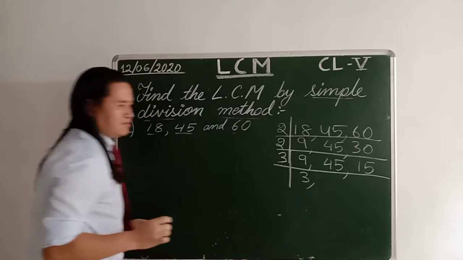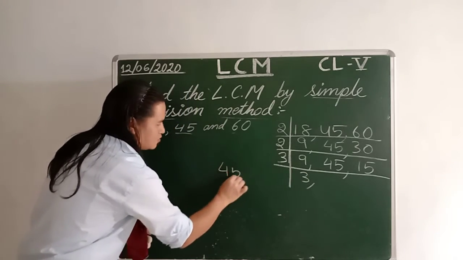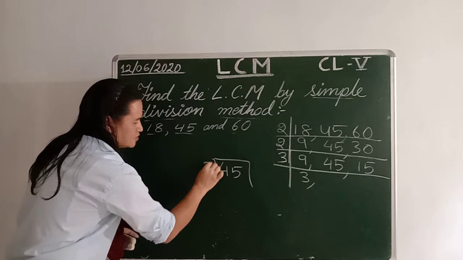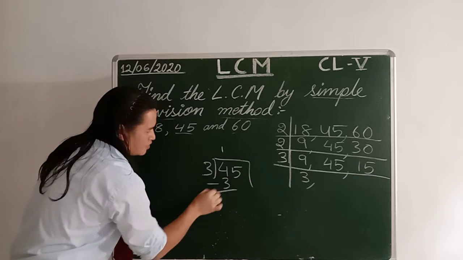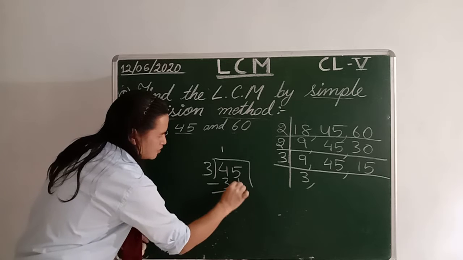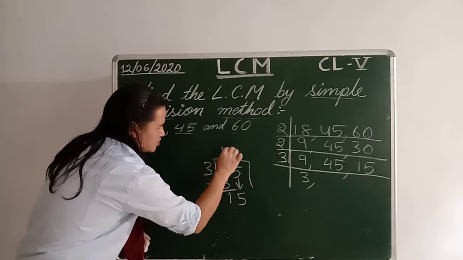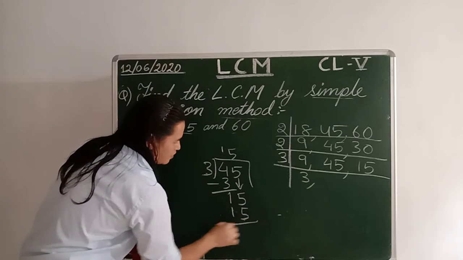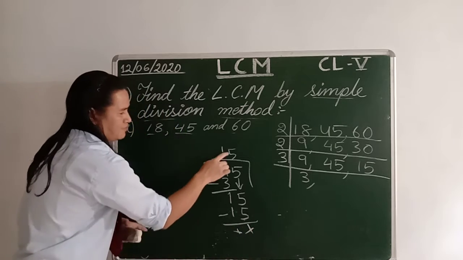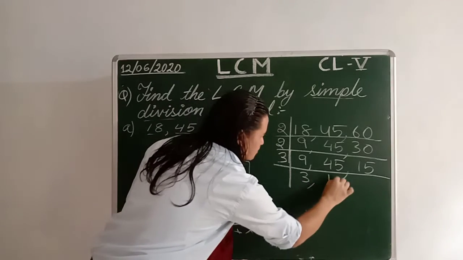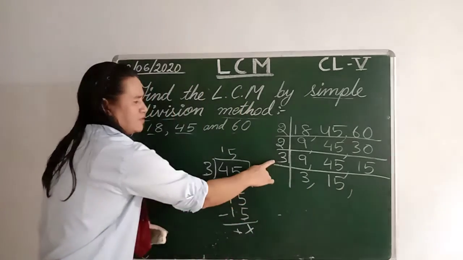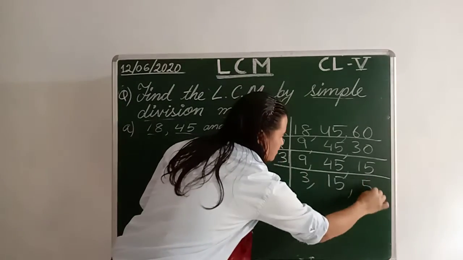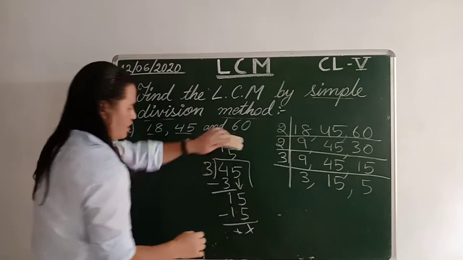Now 45, if you get a bigger number, as I said, try to divide in rough and find out. 3 1s are 3. 4 minus 3 is 1. Bring down 5. 3 5s are 15. So 3 15s are 45. Now 15, we know the table of 15. 3 how many times? 3 5s are 15.